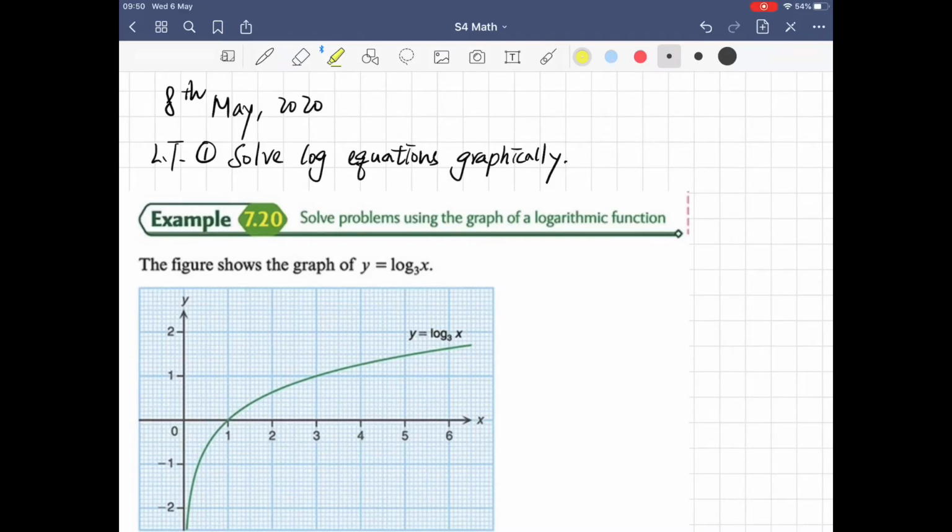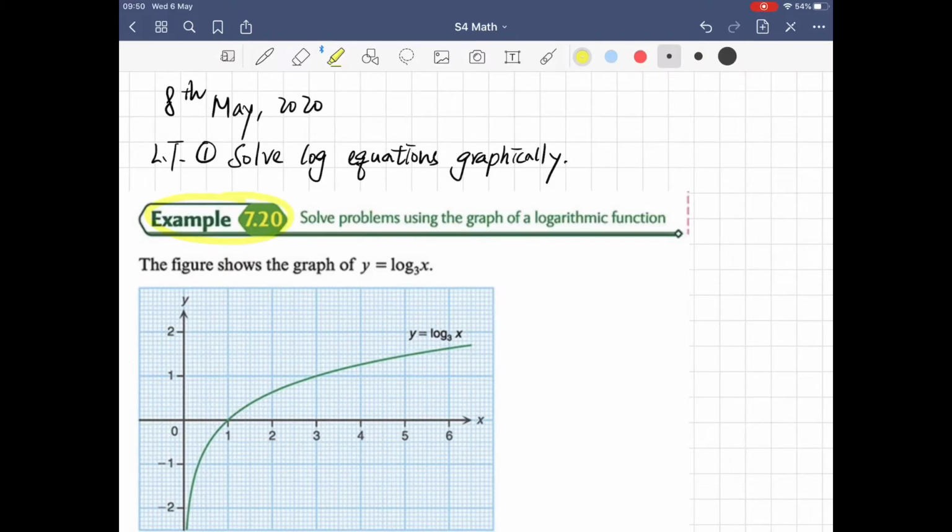Hi everyone, in today's lesson I will talk about how to solve log equations graphically. So please turn to a new page of your notebook, write down the date of today and the learning targets. And I'm going to talk about example 7.20.